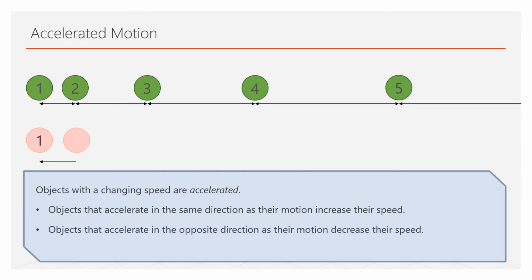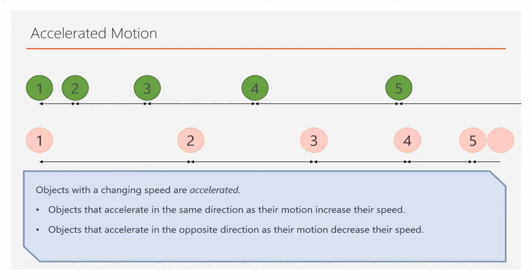Objects that accelerate in the opposite direction as their motion decrease their speed, and that is shown with the pink circle. You can see that the distance between frames gets shorter. For example, from 1 to 2, it's very long, but from 2 to 3, it's much shorter, and from 5 to 6, it's even shorter. 6 to 7 would be on top of each other because the pink circle has come to a stop.